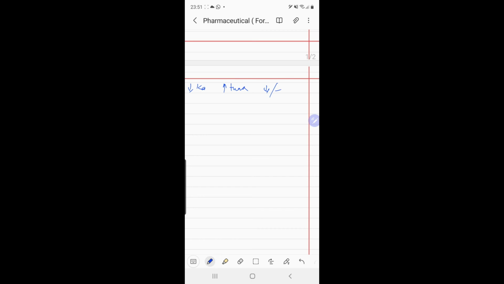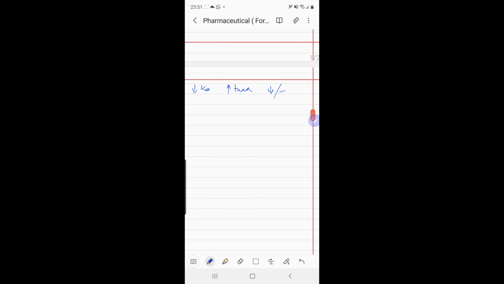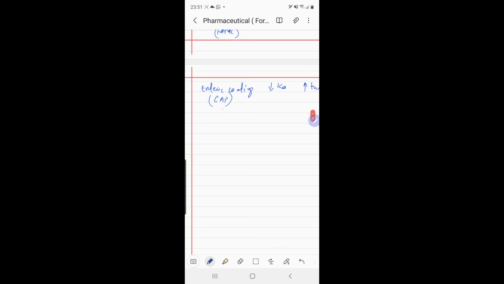Now we have the sustained release agents like methyl cellulose, and another category like HPMC. HPMC is also used as a suspending agent. These sustained release agents are mainly methyl cellulose and ethyl cellulose.